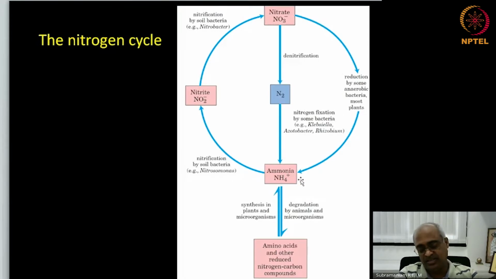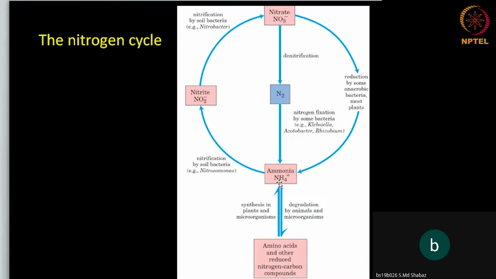We saw the cycling of carbon, hydrogen, oxygen through photosynthesis and oxidative phosphorylation in the bulk of the lectures that we had so far. Here we are looking at the cycling of nitrogen. The primary points are: nitrogen gas is reduced to ammonia.